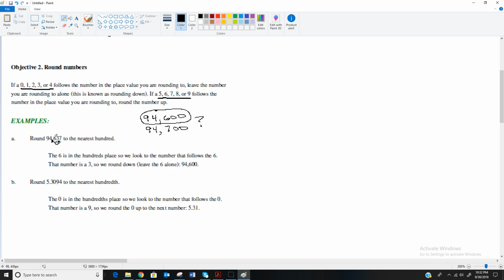Now, if you had 94,650, that's right in between 600 and 700, but the standard practice is once we hit that 5 or bigger, we round it up. And that was just a decision somebody made at some point.